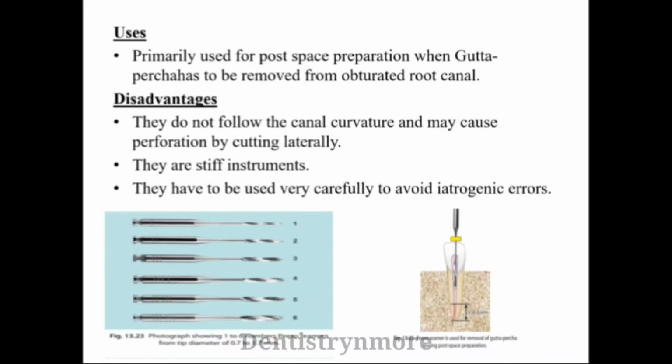Next one is uses. As we have discussed in the earlier slide, it is commonly used for post space preparation when gutta percha has been removed from obturated root canals. It also has disadvantages: it does not follow the canal curvatures and it may cause perforations, and they are stiff instruments, so they must be used very carefully to avoid iatrogenic errors. In the figure you can see numbers 1 to 6 piezo reamers, with tip diameters of 0.7 to 1.7 mm.